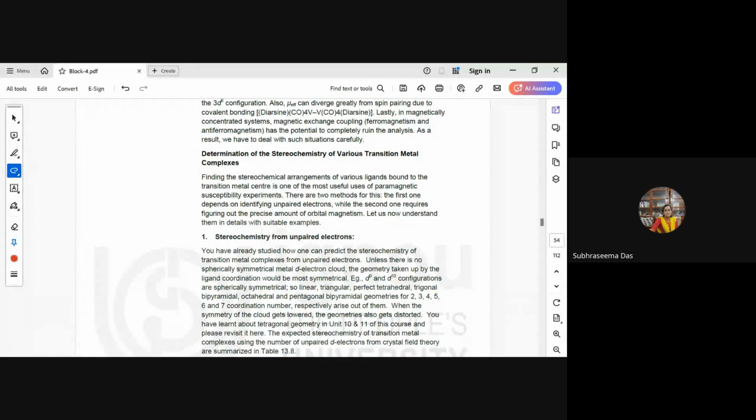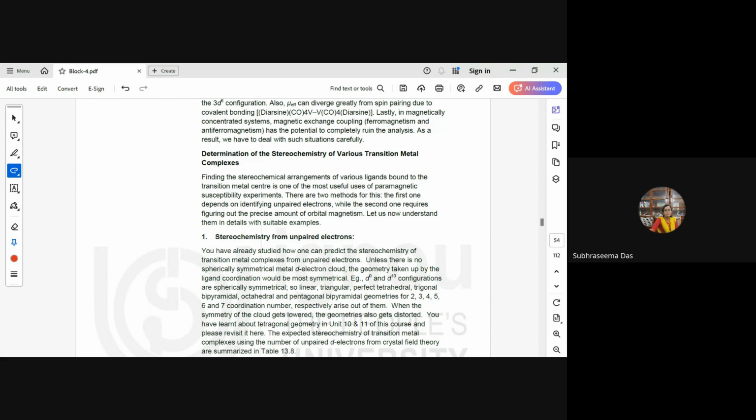Then, using the value of chi, we can determine the stoichiometry of various transition metal complexes. To find out the stereochemical arrangements, we first have to determine the value of chi, and there are two methods to find out the stereochemistry of the complex from chi values.